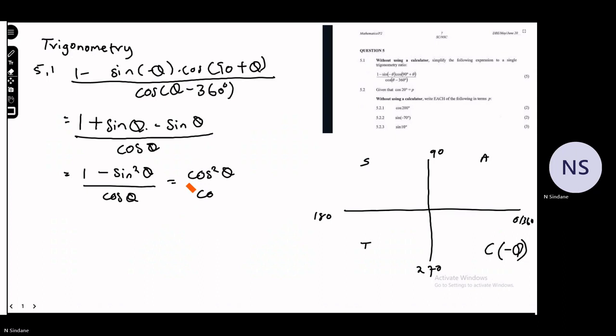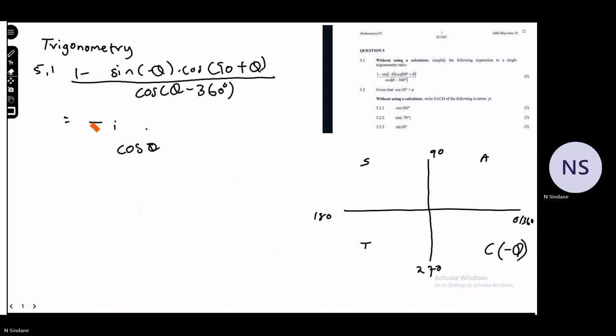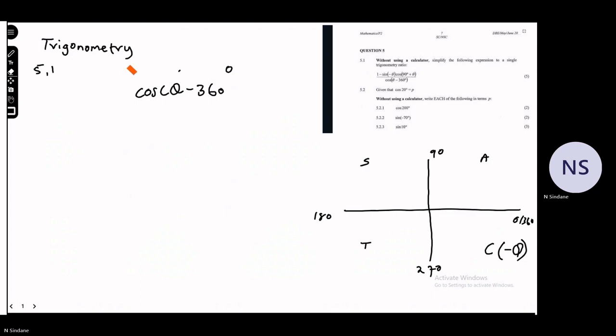Unfortunately, I can't go to the next page because I still need those questions that are on that picture. This is grade 12, and we are doing the May, June 2023 question paper, focusing on trig only today. Now, let's do the second question.